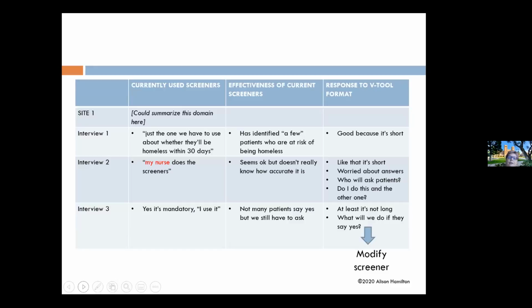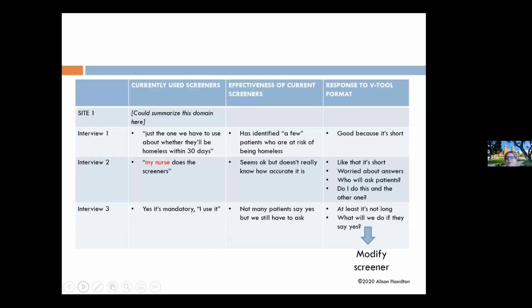So you see, I've got the bullet points, and now I can start to look down and think, okay, across my interviews, what am I learning? Even if we just look at the final column, the response to the vTool format, you saw that 1 snippet before. Good because it's short. Interview 2 says, I like that it's short. I'm worried about the answers. Who will ask the patients? Do I do this and the other one? The 3rd person says, at least it's not long. What will we do if they say yes? So we're already starting to see in these tiny little bullet points that they like that it's short and it's not long. That is super clear. Got that loud and clear.